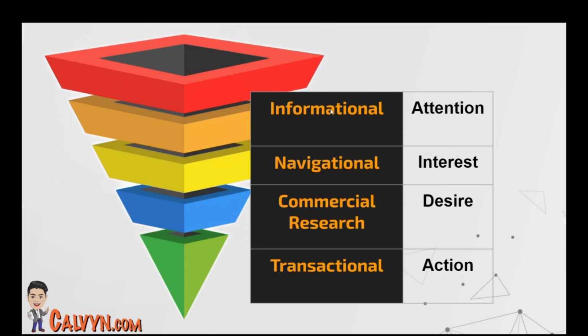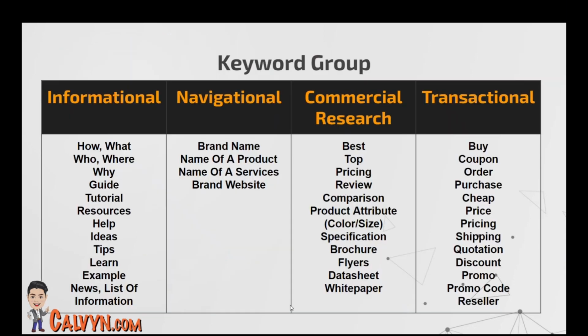When customers search for informational, they find your website. When customers search for navigational, they find your website again. When they do commercial research, they find your website again. And when they want to buy, of course, they find your website again and they will buy from you, because when they go through all these four stages, they see you, right? So again, this is the keyword group. Let me recap a bit how you can make use of these keywords to write your content.